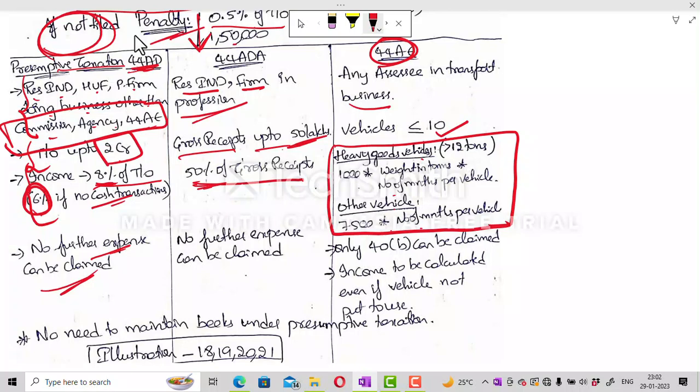See, what does heavy goods vehicle mean? The weight is more than 12 tons. That vehicle weight is more than 12 tons.